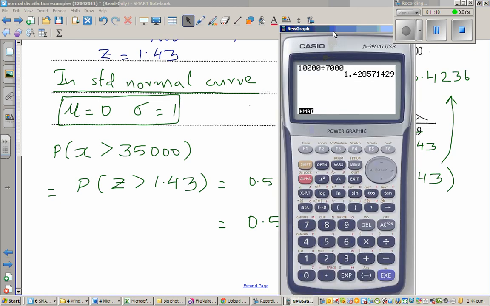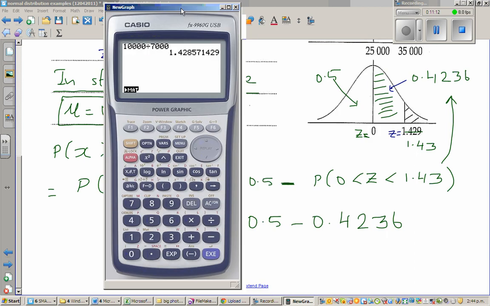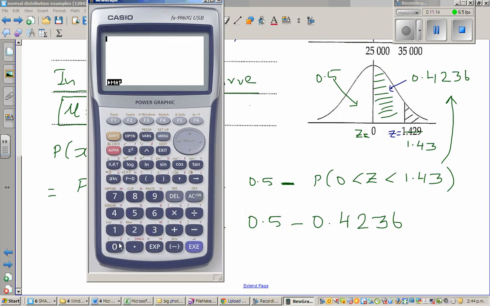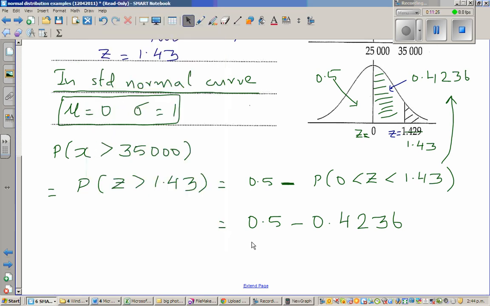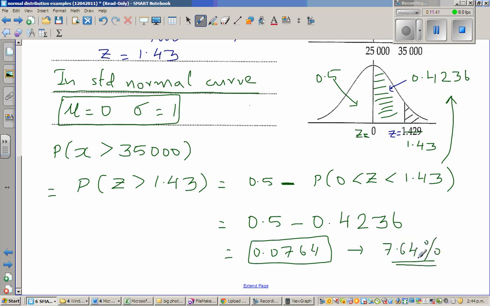So let me use a calculator. 0.5 minus 0.4236 is 0.0764. In other words, there is a 7.64% probability that a person has a salary of more than 35,000.